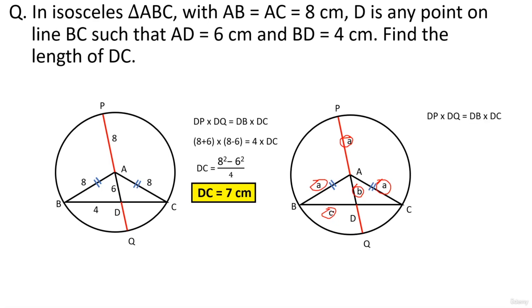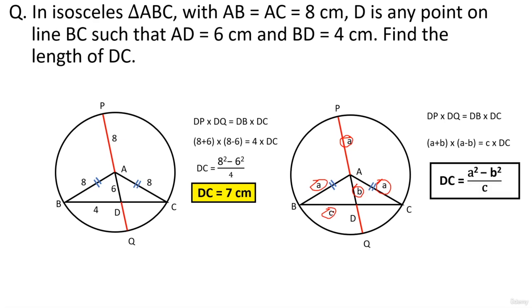DP हमने कैसे फाइंड किया? DP हमने निकाला A plus B करके, DQ हमने कैसे निकाला? A minus B करके, right? So A plus B into A minus B is C into DC. That means DC is A square minus B square divided by C. We have a quick shortcut, right?